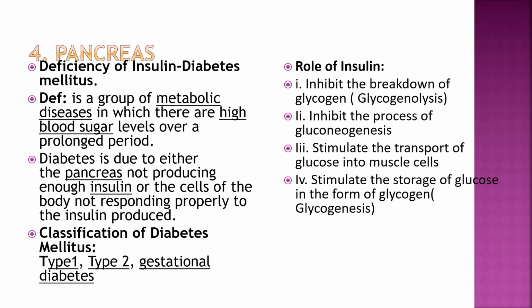So how does it happen? It inhibits the breakdown of glycogen, that is glycogenolysis. It inhibits the process of gluconeogenesis, that is production of glucose from other non-carbohydrate sources like fats and proteins. It stimulates the transport of glucose into muscle cells. Then it stimulates the storage of glucose in the form of glycogen, that is glycogenesis. So in this way insulin helps to balance the blood sugar level in the blood.